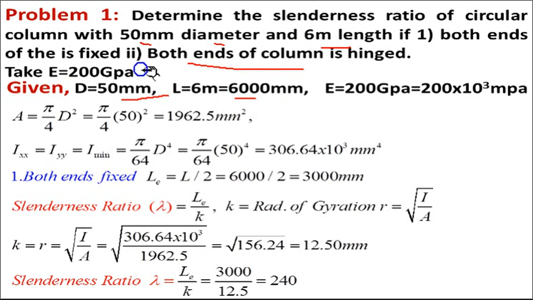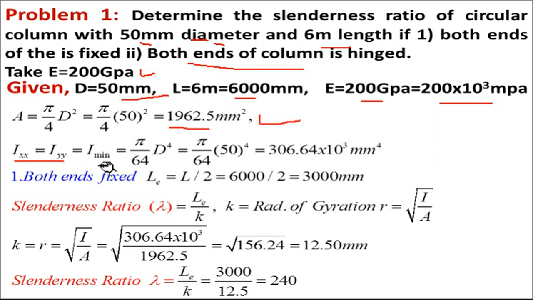Modulus of elasticity E is given as 200 GPa. 200 GPa means 200 into 10 to power 3 MPa. And it is a circular column, since diameter is given, so area will be pi by 4 d square. So we will get the area as 1962.5 mm square.